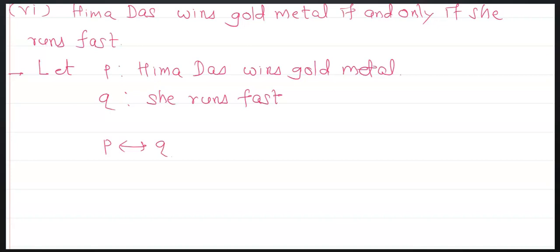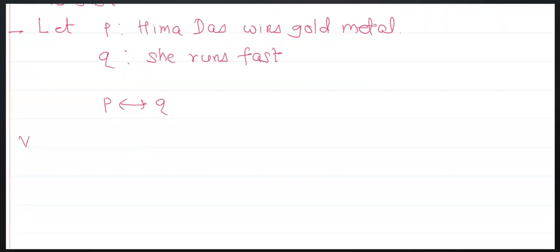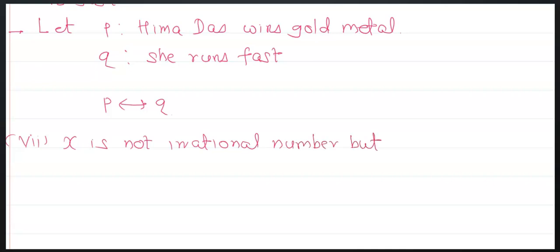There is a P double implication Q. P: Hima Das wins the gold medal. Q: she runs fast. There is a P double implication Q, if and only if. Next, x is not an irrational number, but is a square of an integer.